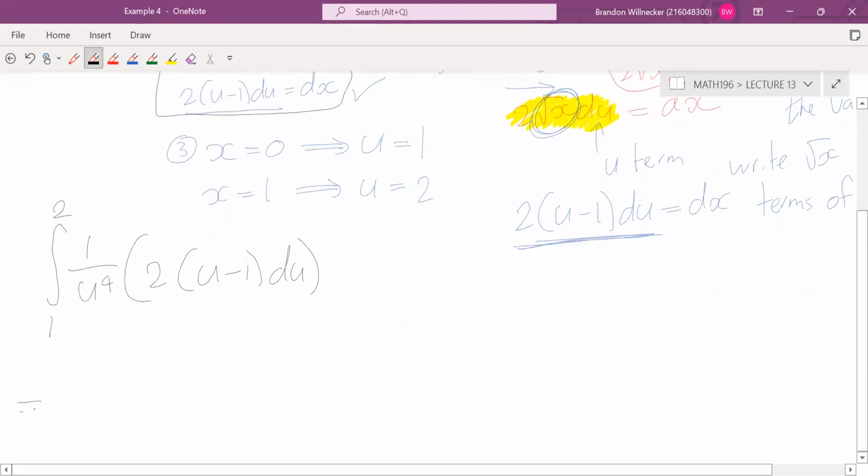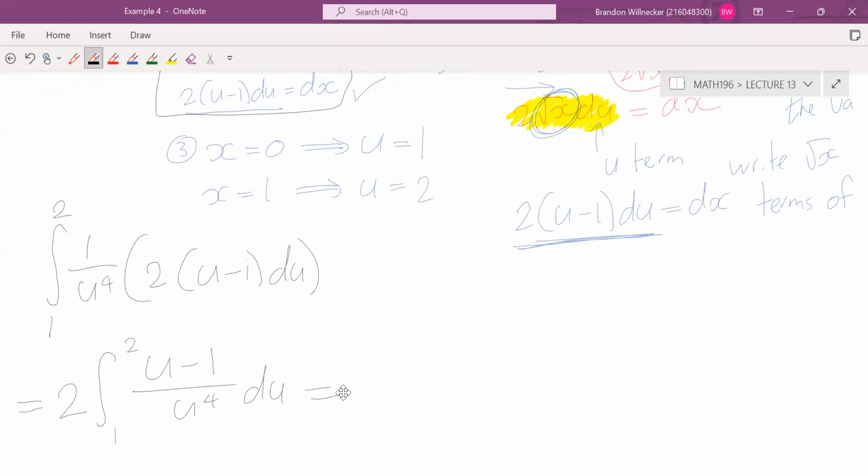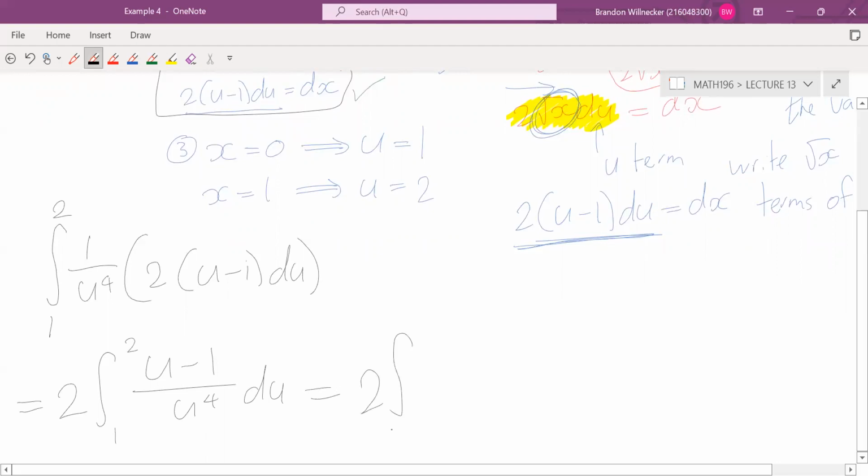So let's fix this up a bit. So the 2 we can take outside because it's a constant. Then we have the integral from 1 to 2, u minus 1 over u to the 4 du. Okay. So now we can separate the fractions out just to make things a bit easier. So this will be 2, the integral from 1 to 2, u over u to the 4 minus 1 over u to the 4 du.